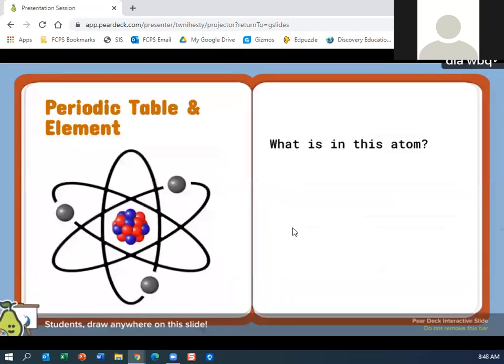Okay. Now, very simple thing, the beginning part. Tell me what is in the atom. What's in the atom? Just label it and tell me, write it. And then we'll share this. If you guys want to draw something. It's labeling, right?